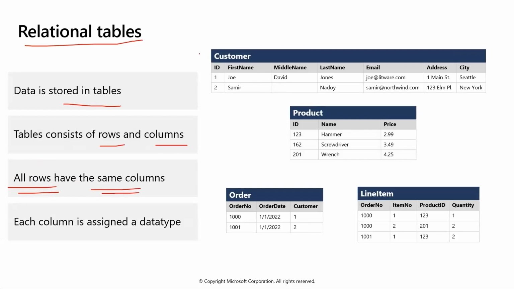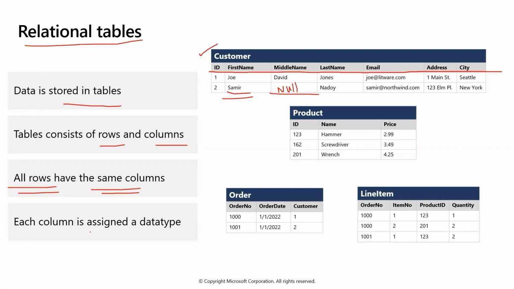If I have a customer table where I create a schema that consists of seven columns, in this case, you can see here Samir does not have a middle name. However, I cannot ignore the middle name column. I need to give that column, and here it has a null value. So that is the feature of relational tables.